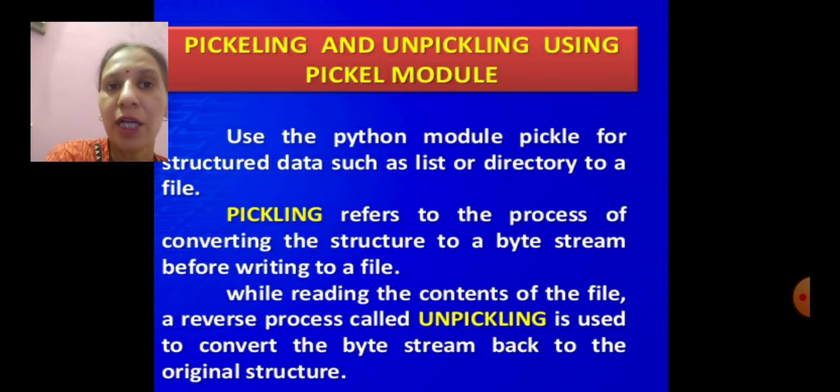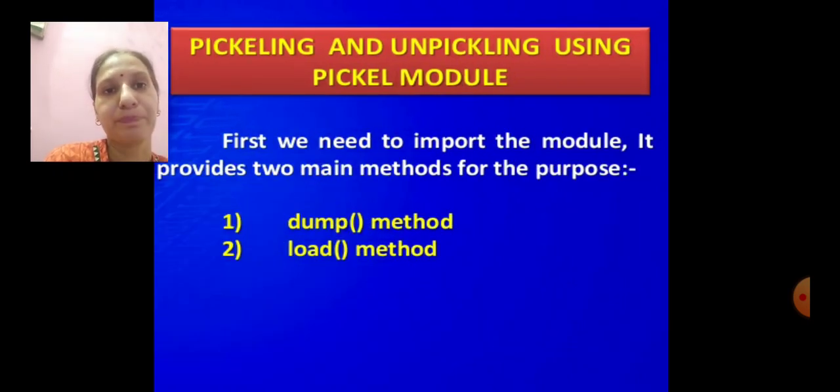So pickling means when you have to write something, first you convert that information into byte streams, then you can store that in a file. And unpickling is the reverse method. In this we have to read the data, so first we convert that byte stream into the human readable form and then we read that. So these are the two processes we do in a binary file, pickling and unpickling.